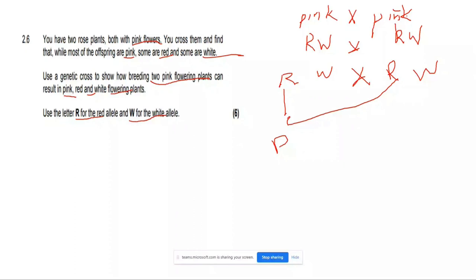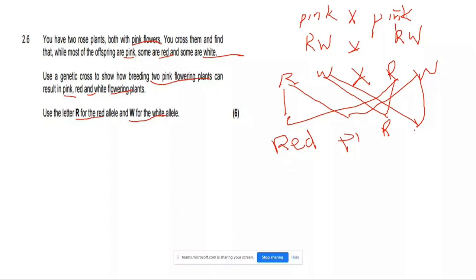That one will give you pink flowers. This one there, RW, will give you pink flowers. Sorry, that must be a P. And that one will give you white flowers. So you get red, pink, and white flowers. And that is what you need to show.